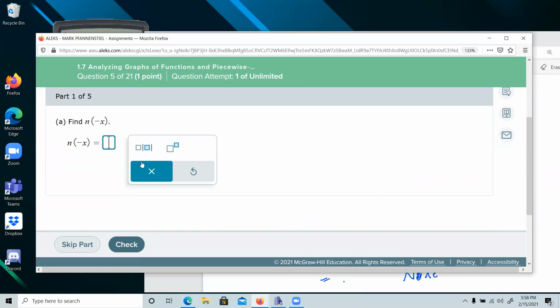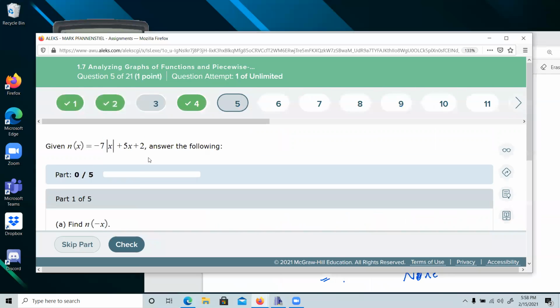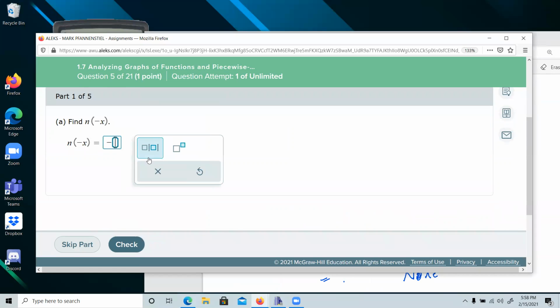So what do we have here? We have negative 7 absolute value x, minus 5x plus 2.